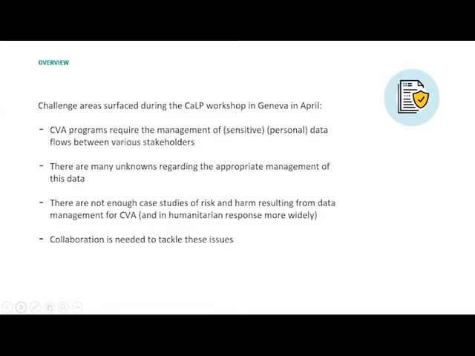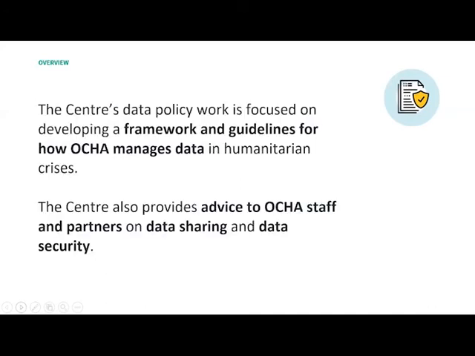The management of data is inherently something that stretches beyond our own organizations, and so we need to work together to prevent risk and harm resulting from the management of data. So if you can move to the next slide, I'll say a bit about how within OCHA we're working on data responsibility.